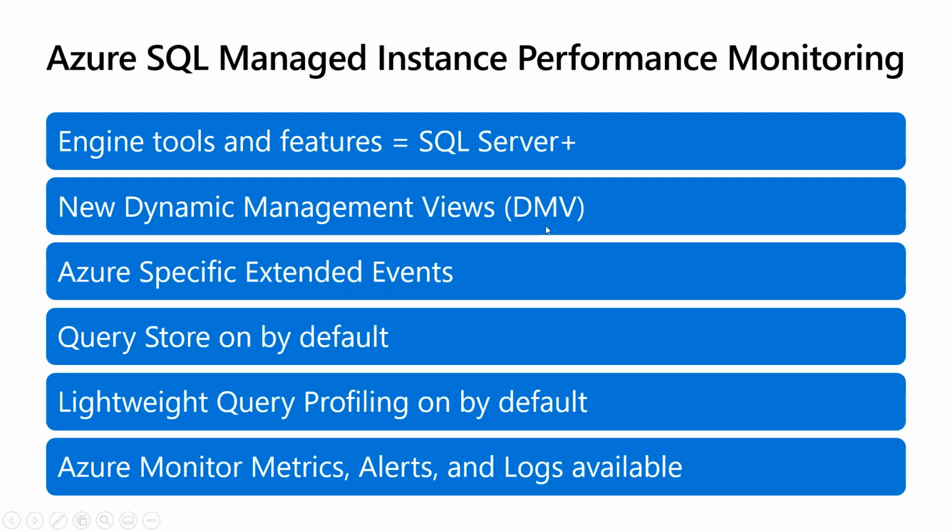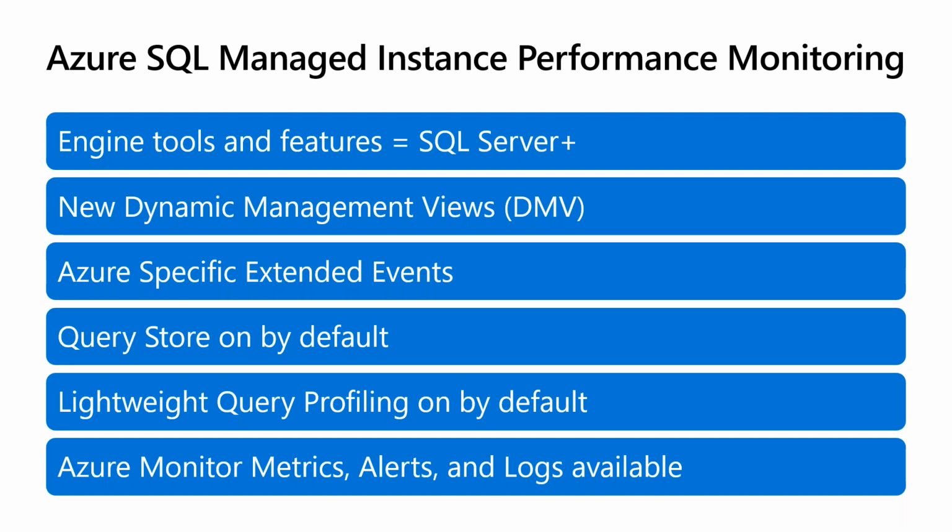Now, a couple of things you should know. There's going to be some new dynamic management views that we're going to talk about in a second that are available to you for a managed instance, specifically around resource usage. That's going to be important for you because you don't have access to something like Windows Perfmon, for example. There's going to be some Azure specific extended events that we've added for managed instances that you can use as well. And the query store, which is a very important tool you'll use to do performance monitoring, is on by default. You can turn it off if you want, but when you deploy a managed instance and deploy a database, we're going to turn on query store.